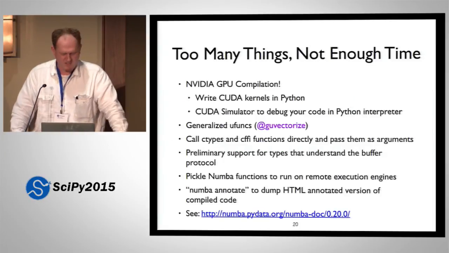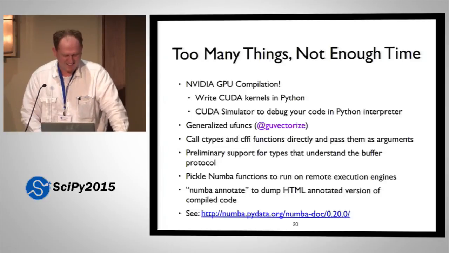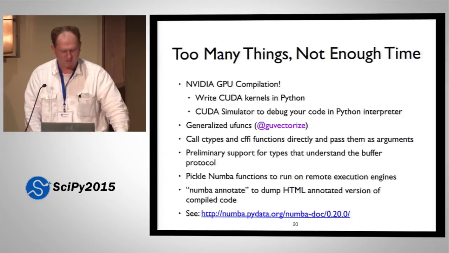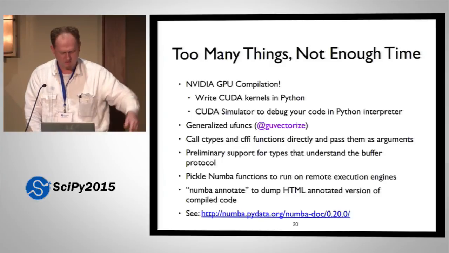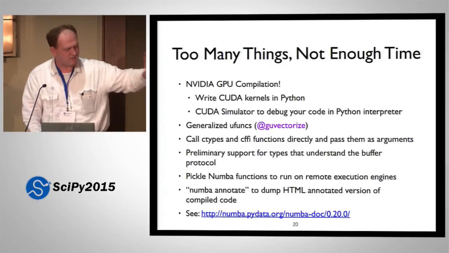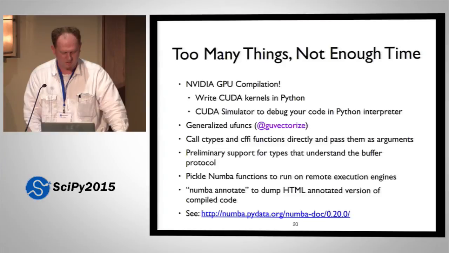All right, too many things, not enough time, as always. So there are all kinds of things here I couldn't talk about. Couldn't talk about any CUDA or pickling functions. You can ship Numba functions to other runtimes through a socket if you want, and it'll just be rejitted on the endpoint, wherever that is. Check the docs. We have extensive documentation of everything we support. You should take a look.